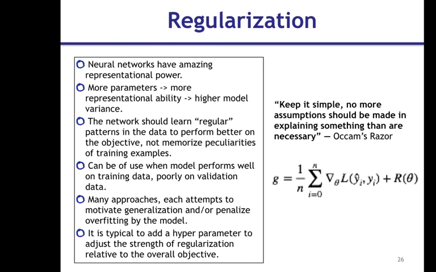All right, let's talk a bit about regularization. This comes back to the problem of overfitting and the bias-variance trade-off. In general, in machine learning, we think about Occam's razor: models made to explain something should be as simple as possible.